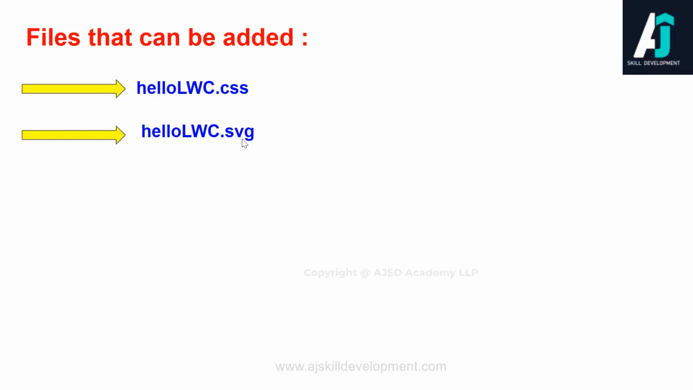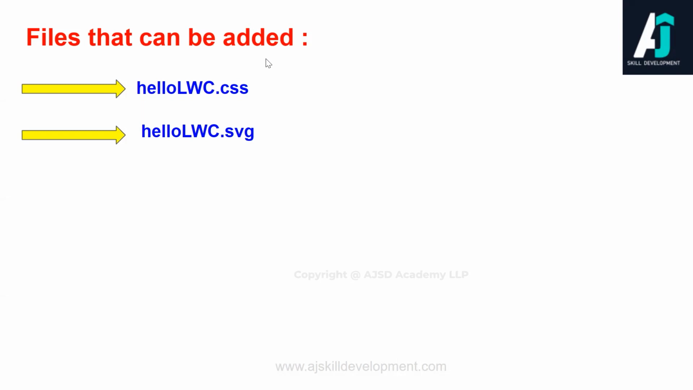SVG file means scalable vector graphics file. So this kind of file is actually for importing your SVG icons. Okay, if you have created some icons, we can import them here, or you can also create them on your own. So these are the two types of files that we can add to our already existing default component folder structure.